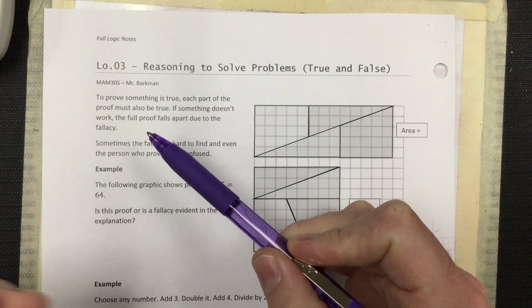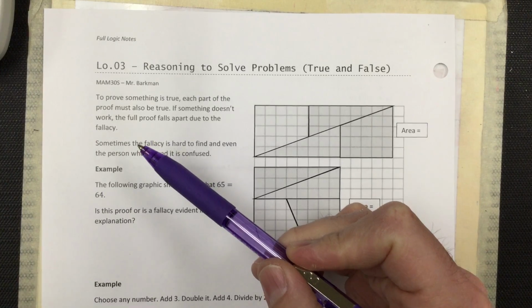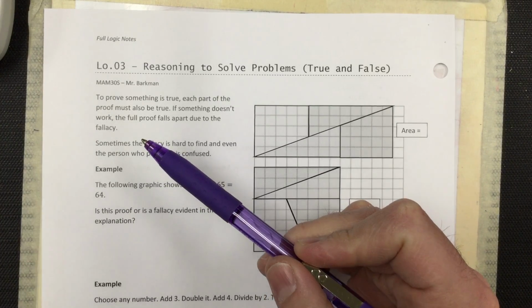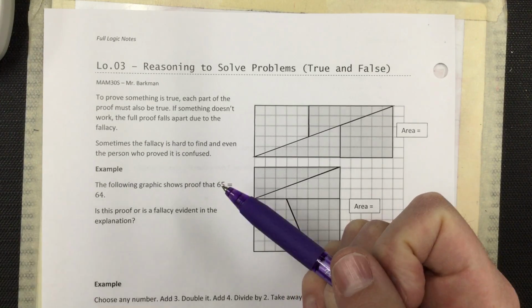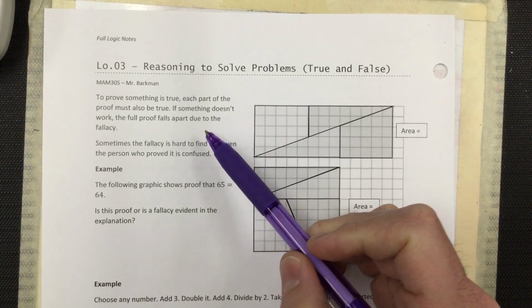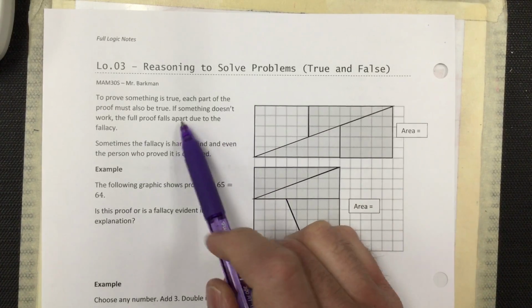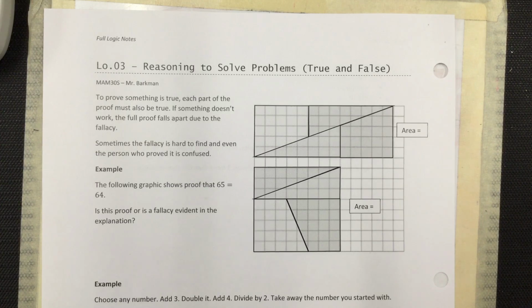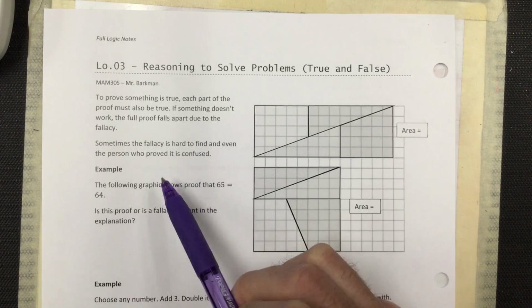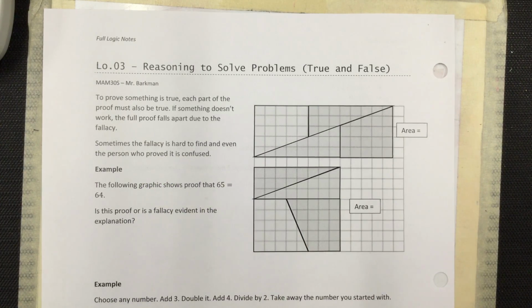Okay, so if you're trying to prove something and you go through and one of the steps doesn't make sense or isn't true, that creates a fallacy, and then it means that the whole thing is not true. So it's actually a proof that doesn't work. If something doesn't work, the full proof falls apart due to the fallacy. Sometimes the fallacy is hard to find, and even the person who proved it is confused.